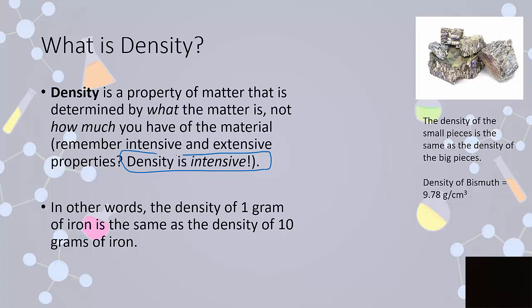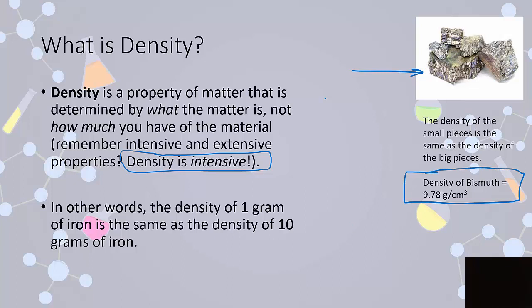Remember, intensive properties don't change if you take a little bit of the substance away or if you add a little bit more of the substance. For instance, the density of this chemical over here, which is bismuth: the density of the small pieces is the same as the density of the big pieces. All that matters is that it's bismuth. If it's bismuth, then the density is 9.78 grams per centimeter cubed.